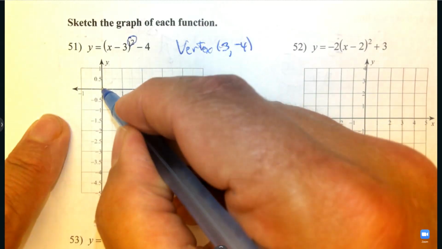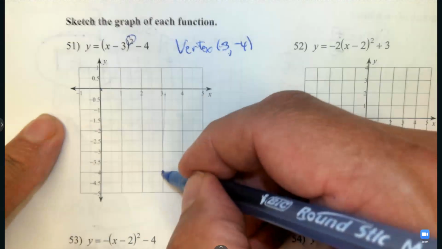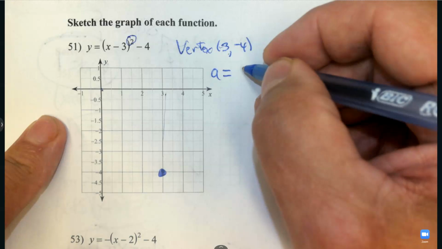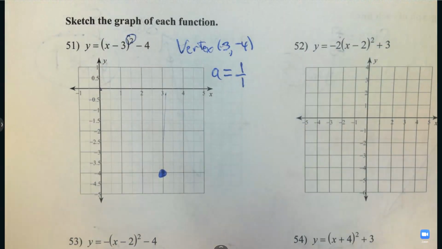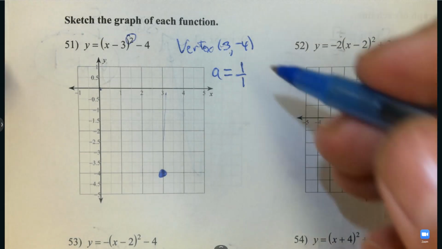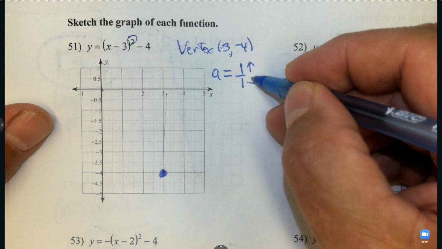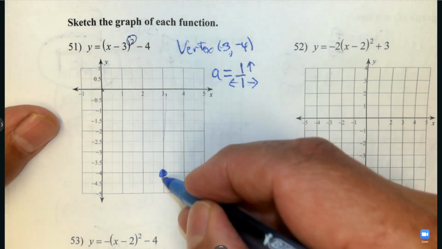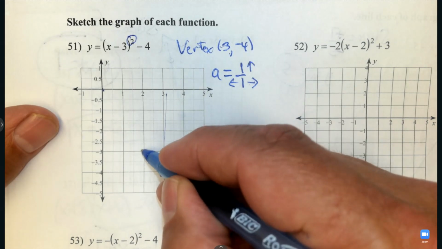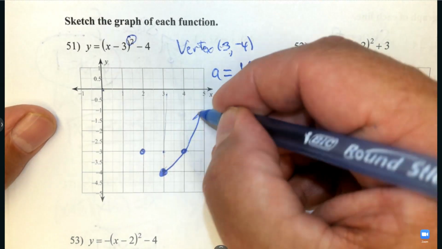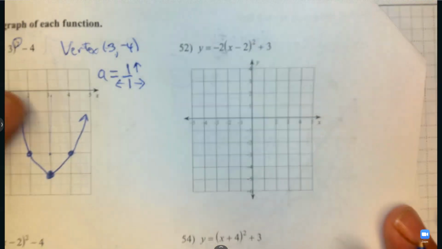So start here at 0, 0, go 3 to the right and 4 down. Put down a point. The second number I need is the number in front of the parentheses. That is the rate of change to find your next 2 points. That's 1. We need a top number and a bottom number. This tells me I'm going to go up 1 and to the right 1 and left 1. So from here, be careful of the scale. Up 1 is here, to the right 1 and left 1, and then draw your parabola.